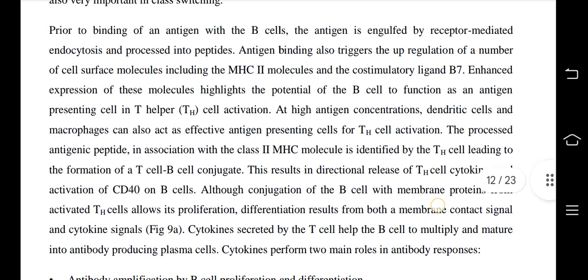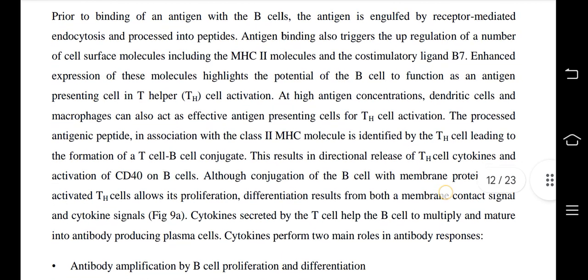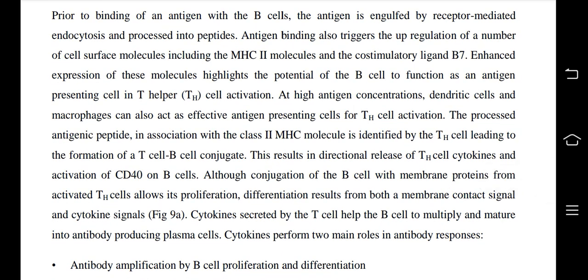Prior to binding of an antigen with the B cell, the antigen is engulfed by receptor-mediated endocytosis and processed into peptides. Antigen binding also triggers the upregulation of a number of cell surface molecules, including the MHC2 molecules and the co-stimulatory ligand B7. Enhanced expression of these molecules highlights the potential of the B cell to function as an antigen processing cell in T helper cell activation. At high antigen concentration, dendritic cells and macrophages can also act as effective antigen presenting cells for Th cell activation.